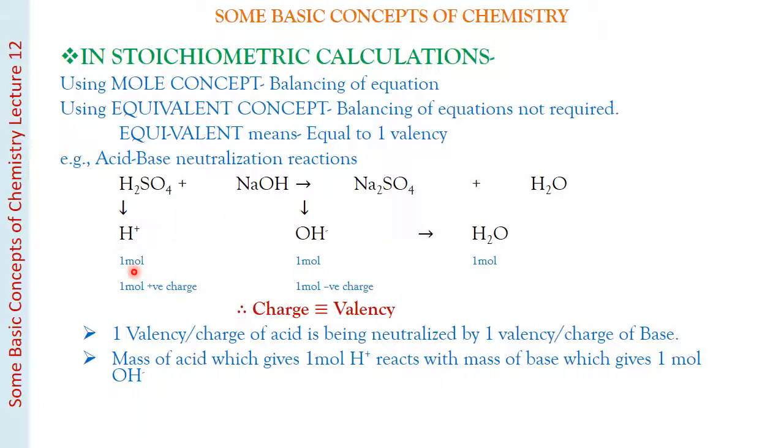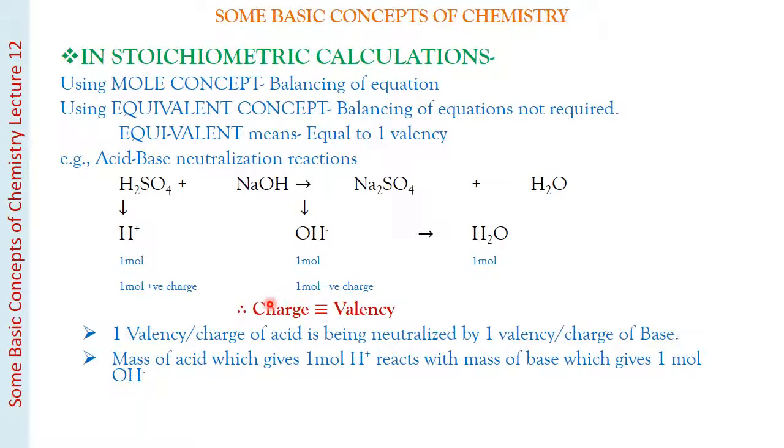We will have 1 mole of H+ ions reacting with 1 mole of OH- ions, forming 1 mole of water. I hope this is fine with you. Now we can also say that 1 mole of positive charge, because the H+ ion has 1 positive charge on it, is reacting with 1 mole of negative charge, that is on the OH-. So here this is also fine. And now the charge is equivalent to the valency also, because H has +1 valency and OH has -1 valency. So we can interchange the words charge and valency.